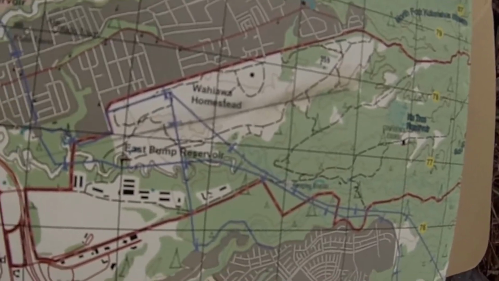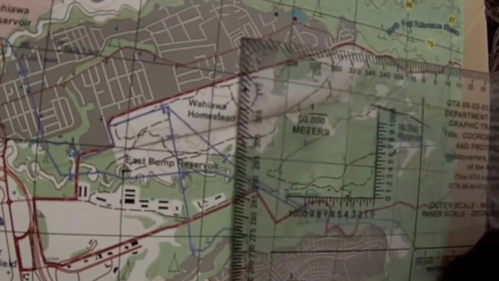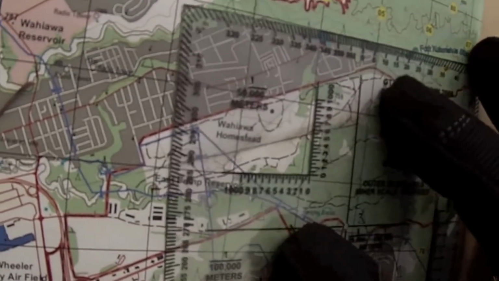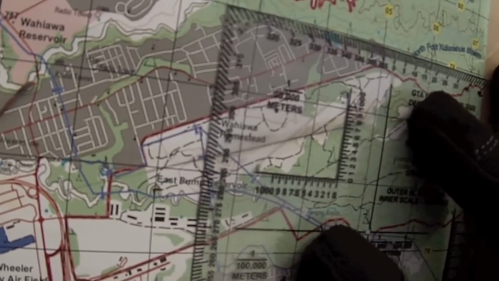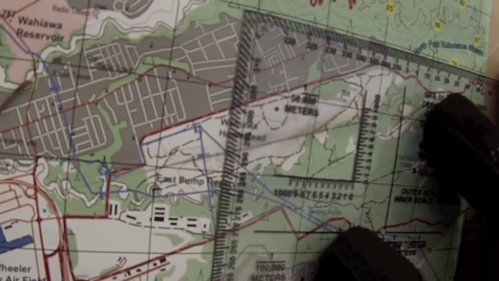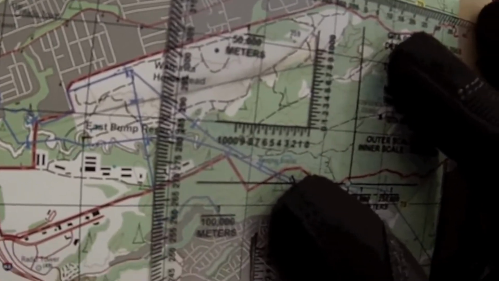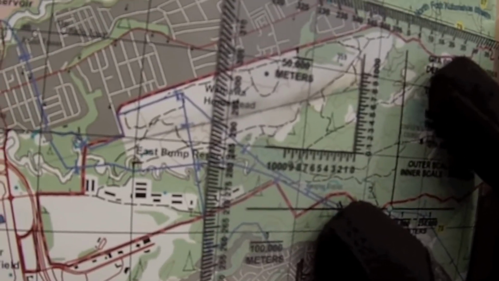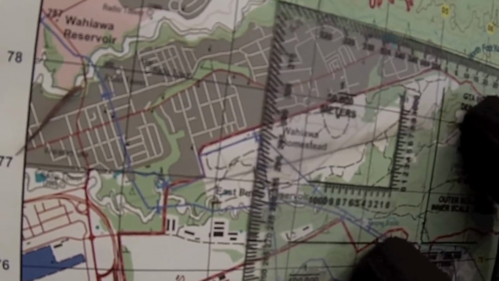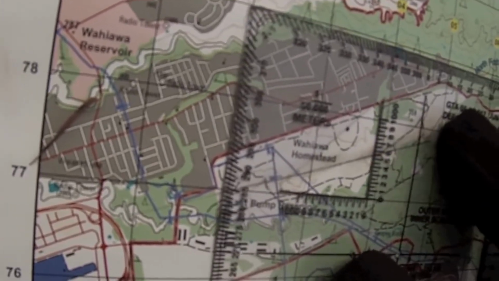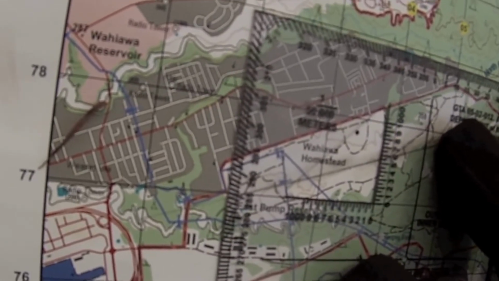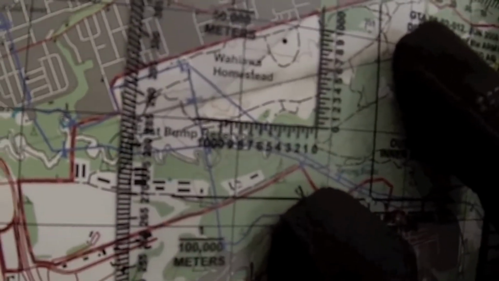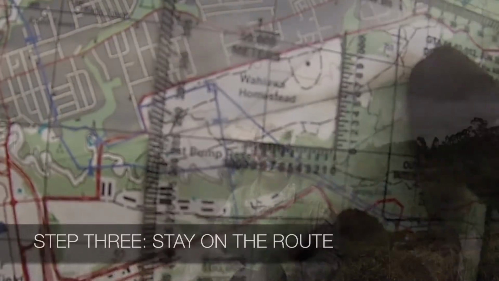It's always a good idea to double check your work before you get moving. So I'm going to set my protractor back down and re-verify all my coordinates. So 0475 7780 and 0382 7751. Looks like my plotting is good.